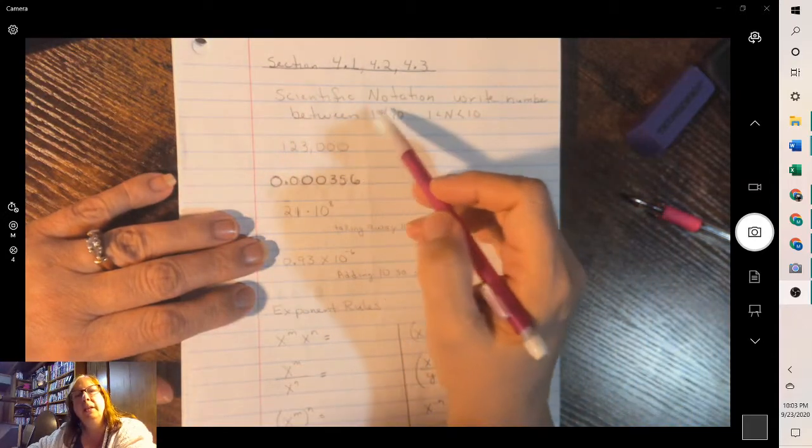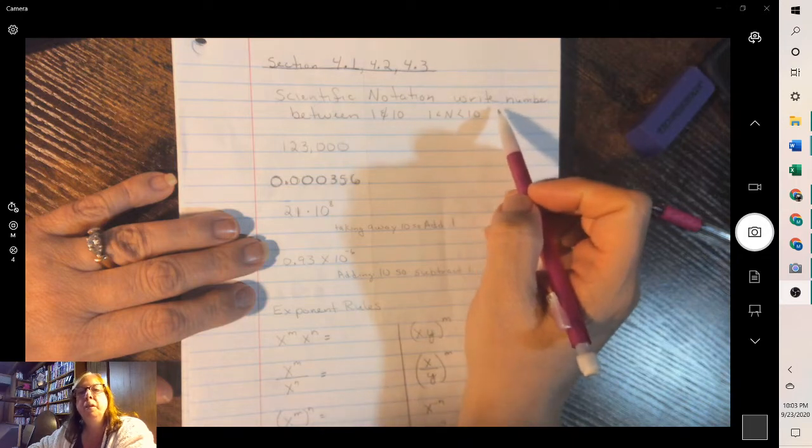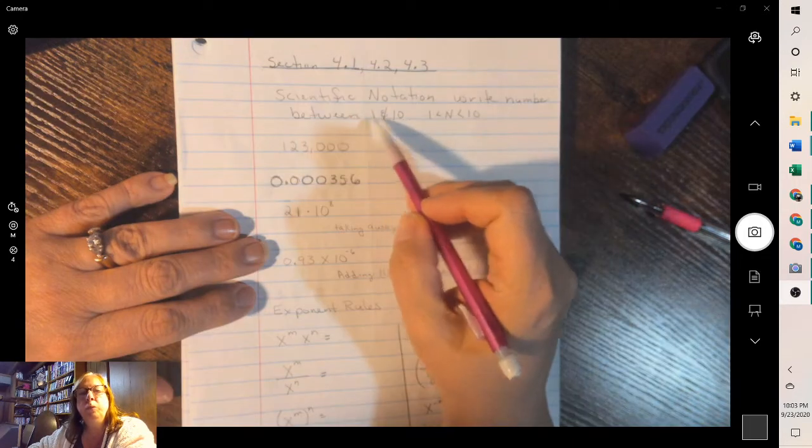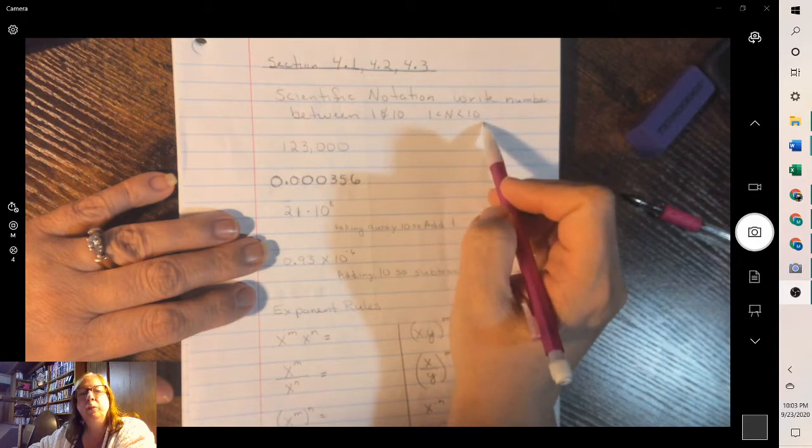So the first thing, scientific notation. When you're writing something in scientific notation, you write a number between 1 and 10. So you want to remember your n has to be between 1 and 10.